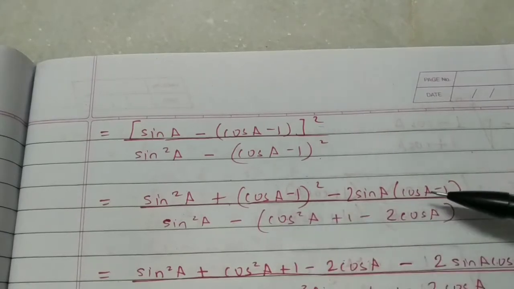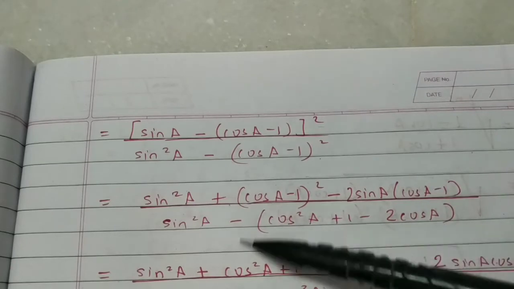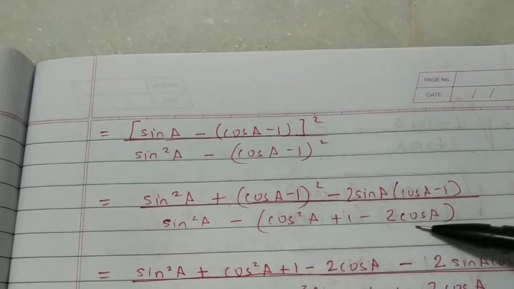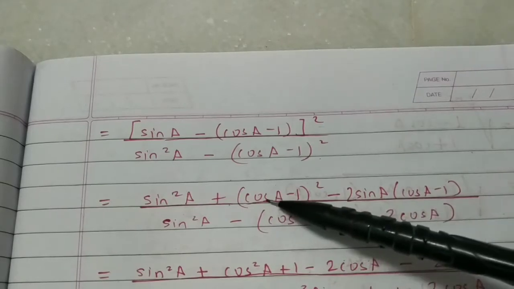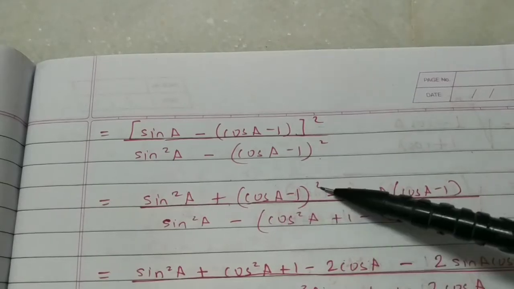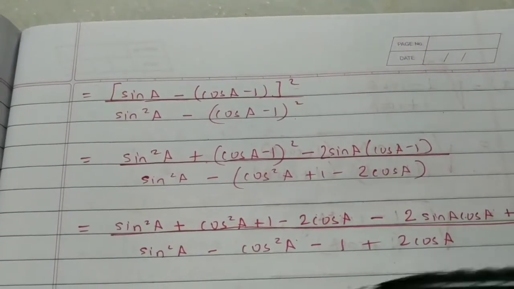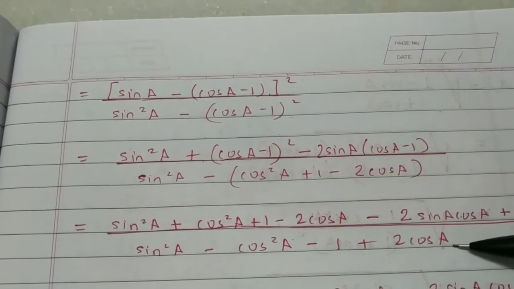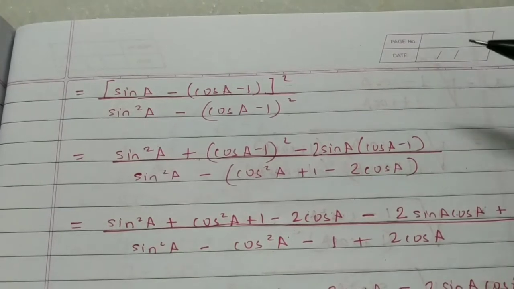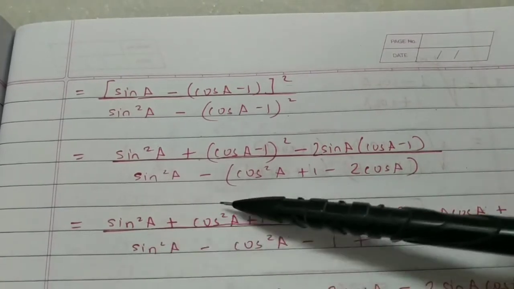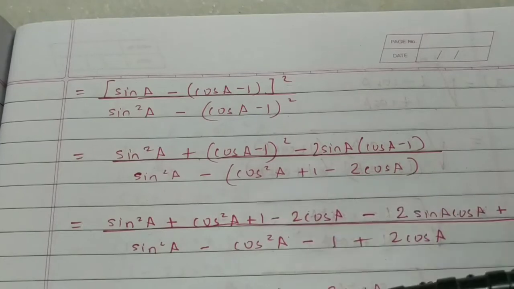Still, keep the brackets here. There is a minus sign outside, so all the signs are going to change. Back again in the numerator, A minus B the whole squared, open it. A square plus B square minus 2AB. And here I have opened the brackets and changed the signs. Now what? Well, sin square A plus cos square A is 1. And 1 plus 1 is 2.